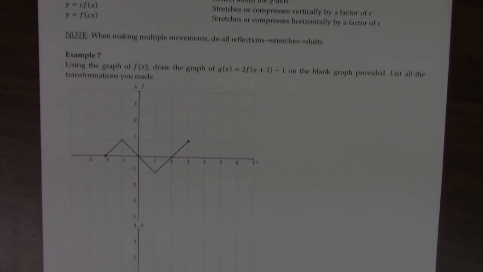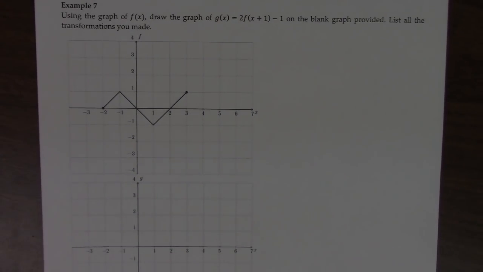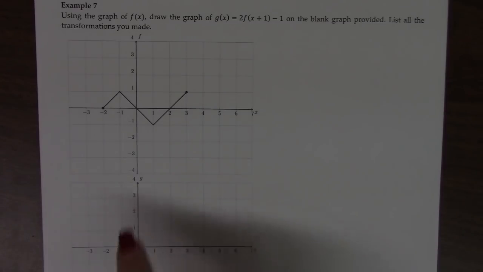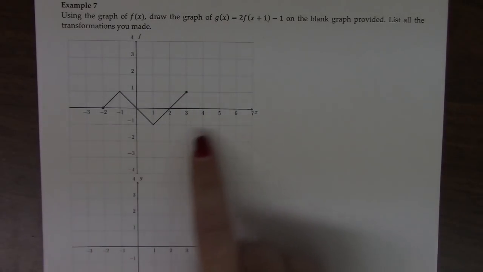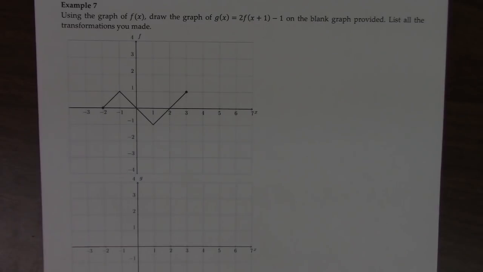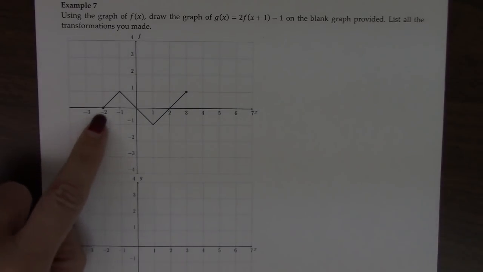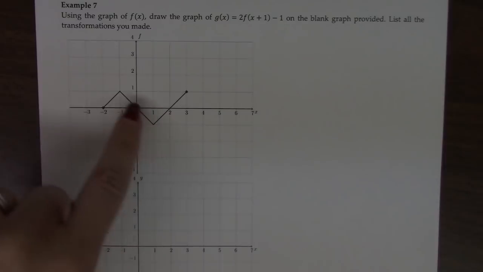Let me show you an example of what we mean. We have the graph of g of x equals 2 times f of x plus 1, minus 1, and they want you to draw this new graph. Given the graph of the original f of x, you have to list all the transformations you made and make sure the points end up in the correct place. The first thing I like to do when I'm doing a problem like this is label any identifying points that act as markers for me.